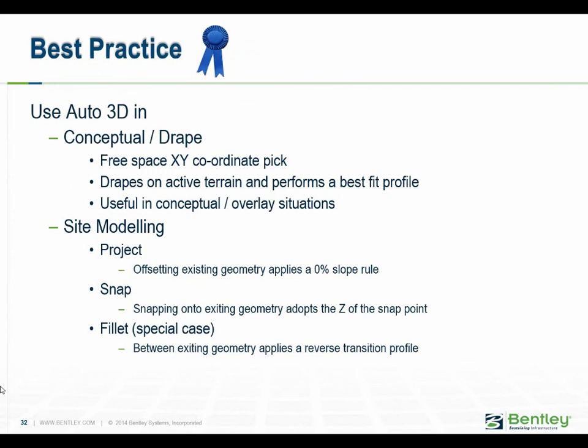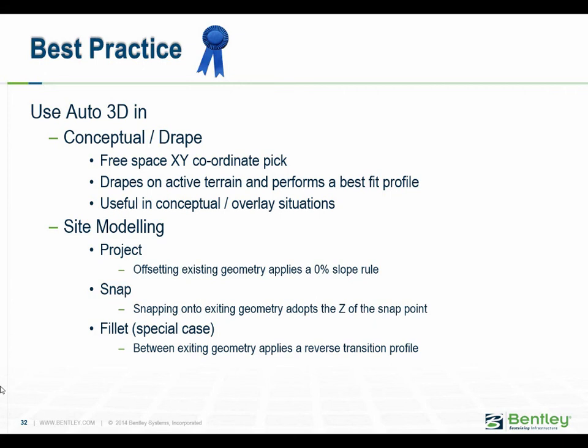So what we've seen there is a couple of uses of the Auto 3D, a couple of modes appropriate to that use. So the conceptual drape mode, where we're picking in free space essentially, and we're draping it on the active terrain, and it generates a best fit profile. So this is particularly useful in conceptual and overlay situations.